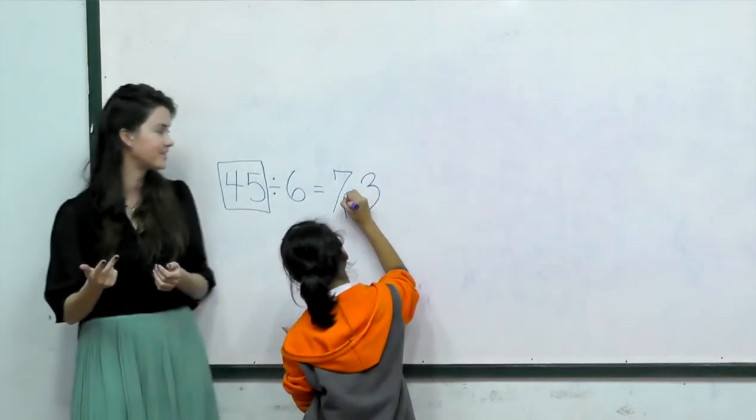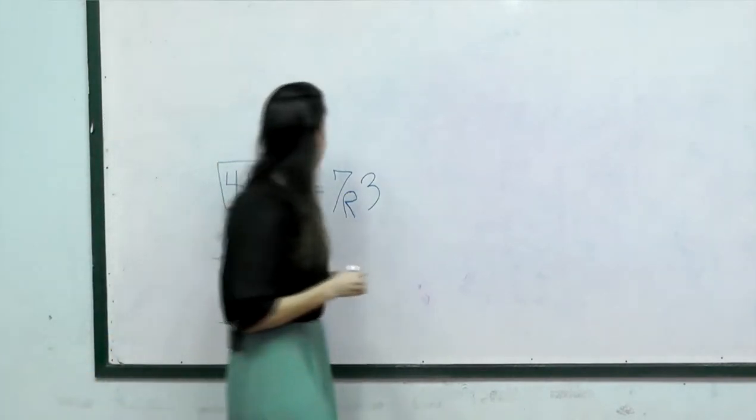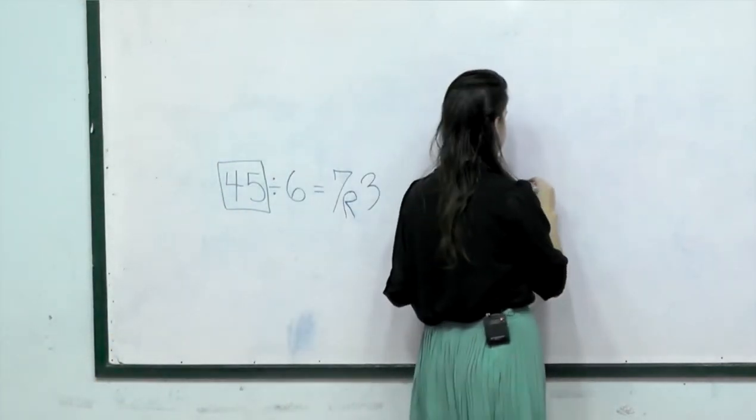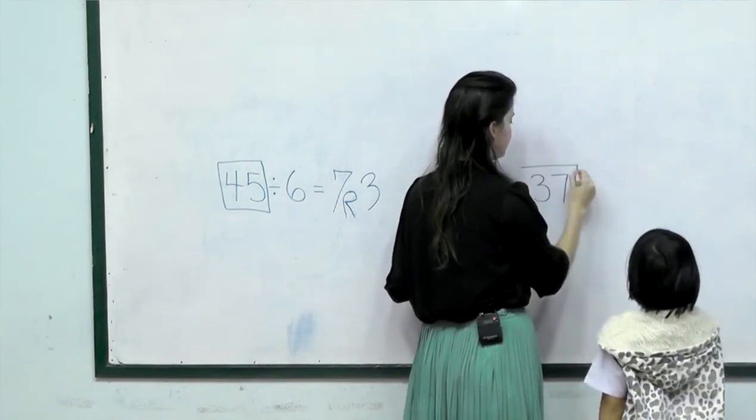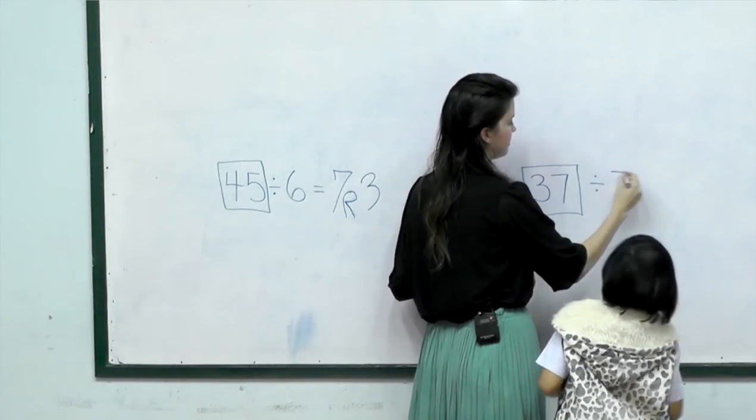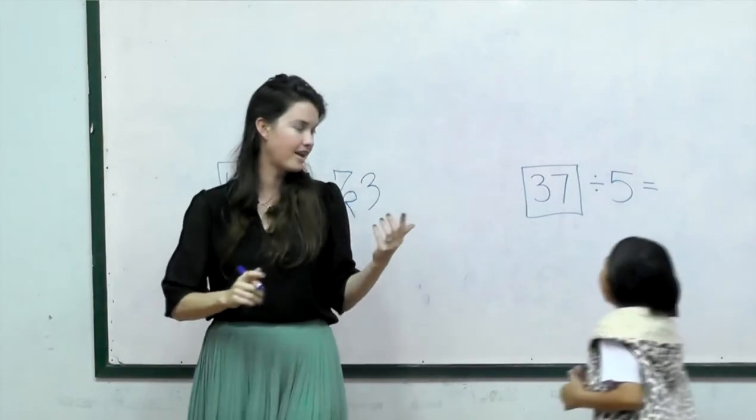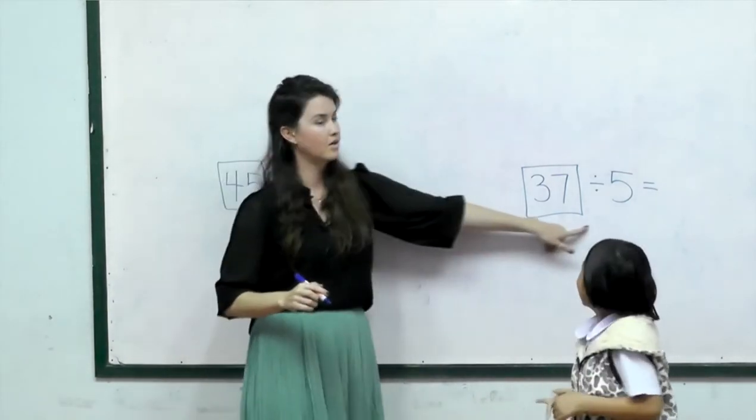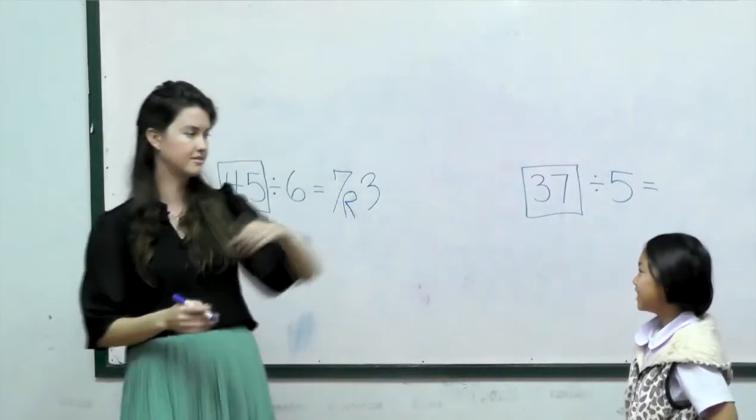Okay, we'll do one more. Okay, come on up. Let's do 37. Okay, we'll do it by fives. Can you count for us by fives? We're going to count by fives. We're going to get as close to 37 as we can, but not higher. Go for it.